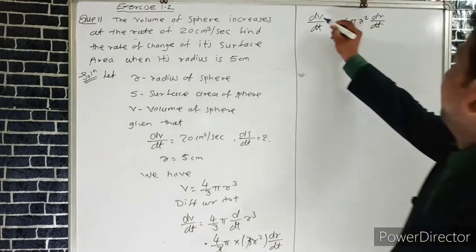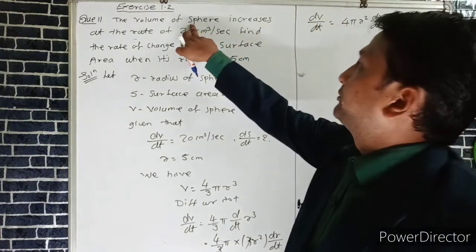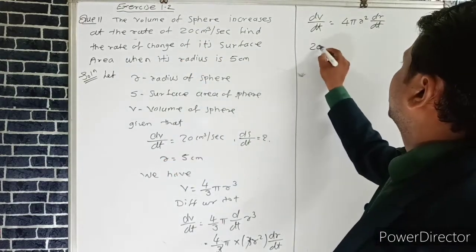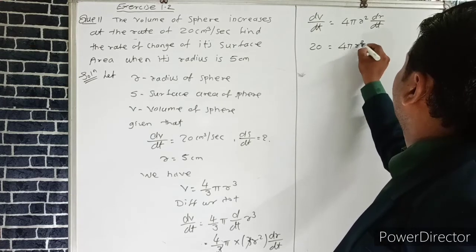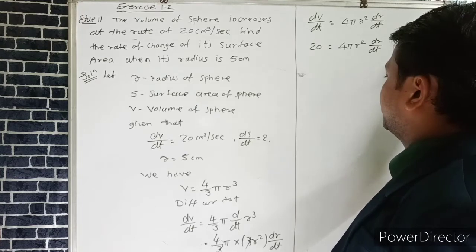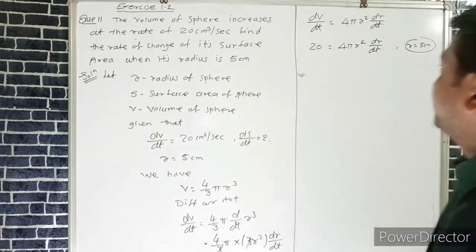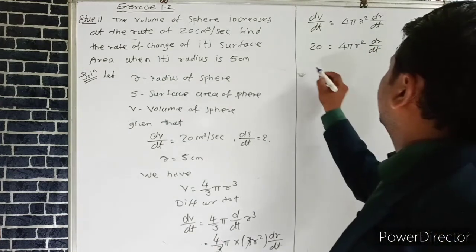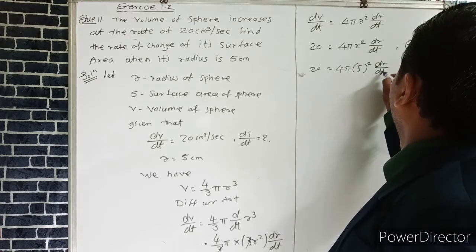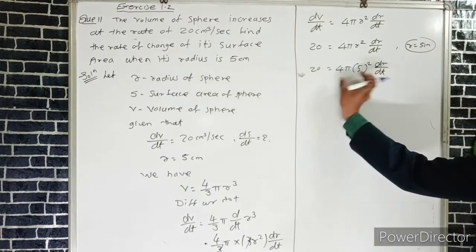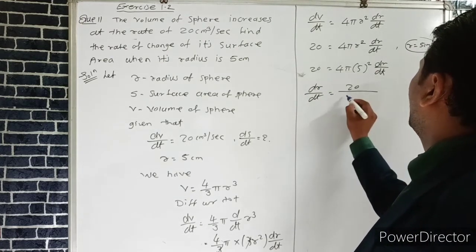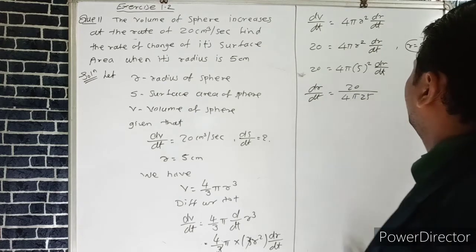So given that the volume of the sphere increases at the rate of 20 centimeter cube per second, hence dV upon dt is 20 centimeter cube per second, equal to 4 pi r square into dr by dt. Again here r is equal to 5 centimeter is also given. If we substitute the value of r, we can write 20 is equal to 4 pi 5 square dr by dt. If we shift 4 pi 5 square to the left side, we can write dr upon dt is equal to 20 upon 4 pi 25.